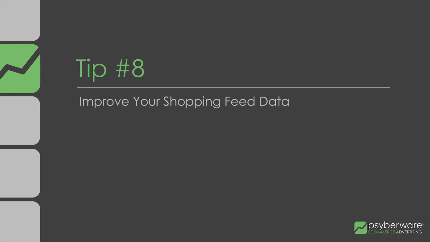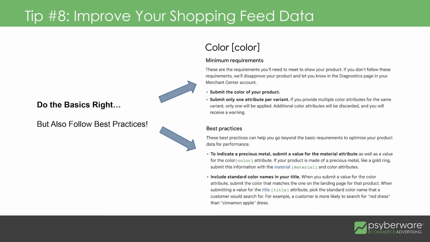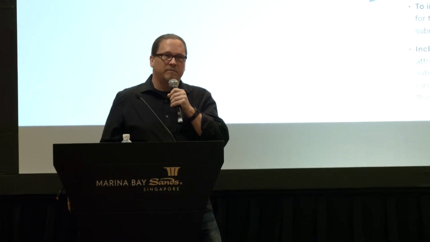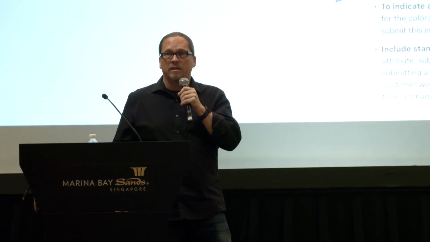Tip 8, improve your shopping data feed. I could talk about this all day. There's so many issues. So many developers who are working on feeds just do the minimum possible to make the products work, to get them approved in the feed so they're not disapproved. But if you read down further in the feed spec for every possible attribute, there's a section called Best Practices. And that Best Practices section has a lot of information about what else you can do to improve the quality of data to drive better advertising results. So this is really an opportunity for developers to support marketing teams a whole lot better and do a better job with shopping feeds.